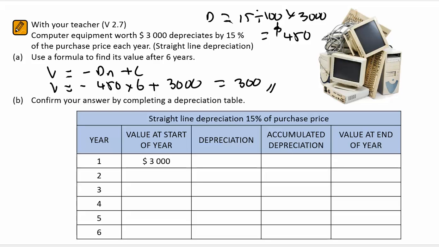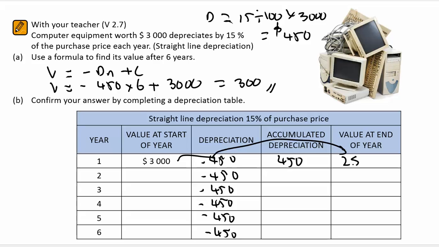Now, quite often, when you need to show depreciation, you must keep evidence that you've been depreciating the item. What I can do in my table, first up, is to put in the constant $450 in the second column. Going through the first couple of rows, 3,000, take 450, total of 450 depreciation. The value at the end of the year will be $2,550.